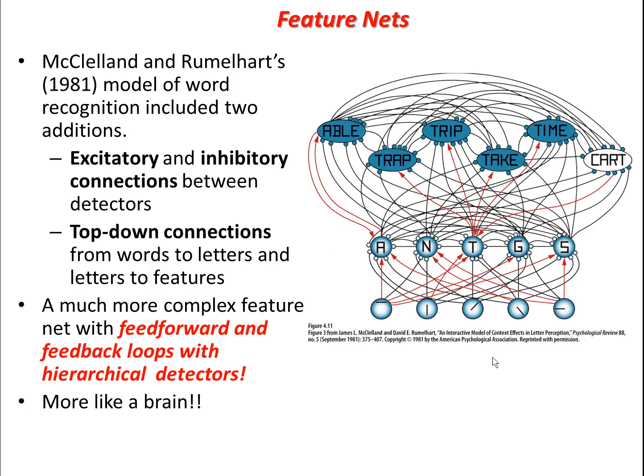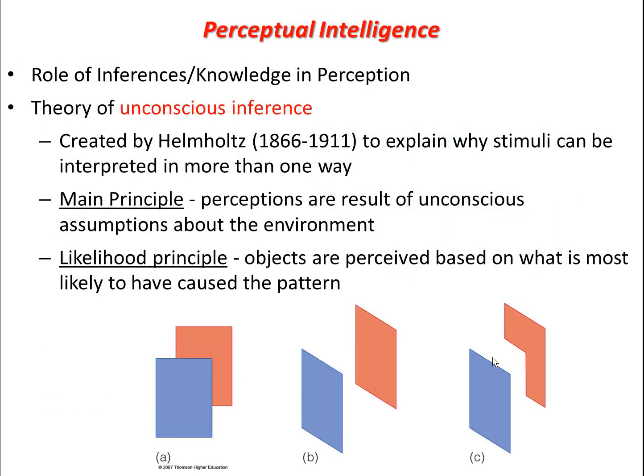So these feature nets have led to a fantastic understanding of how the brain solves the problems of reading and object recognition. This then explains really nicely the role of inferences and prior experience and knowledge in perception. So Helmholtz's theory of unconscious inference, which said that perceptions are a result of unconscious assumptions about the environment based on our experiences, and the fact that we tend to perceive objects based on what is most likely to have caused a particular pattern of excitation, does work. And it works for reading, but it also works for objects like these.